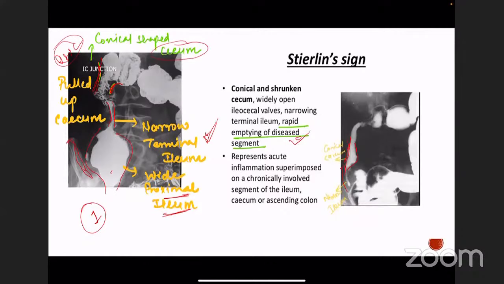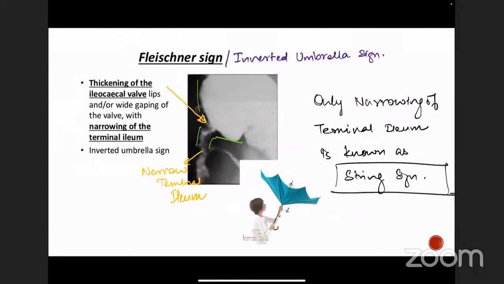I'm not saying string sign, sorry. This is Sterling's sign: rapid emptying of dye, rapid emptying of this barium enema in a diseased segment is known as Sterling's sign, right? What does that represent? As it is emptying the diseased segment, it represents acute inflammation superimposed on the chronically involved segment of ileum, right? So that was about these two.